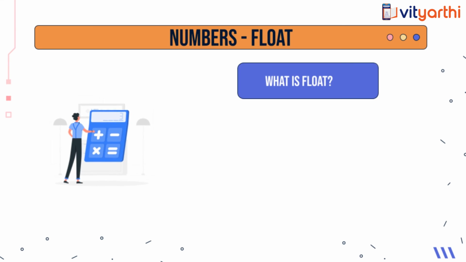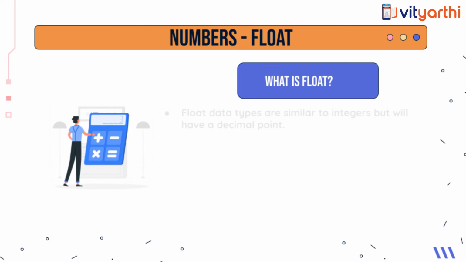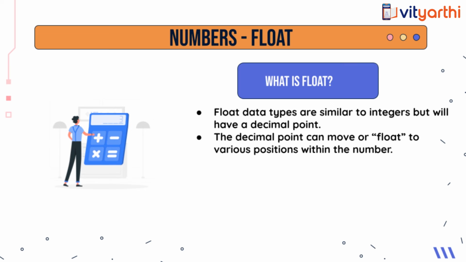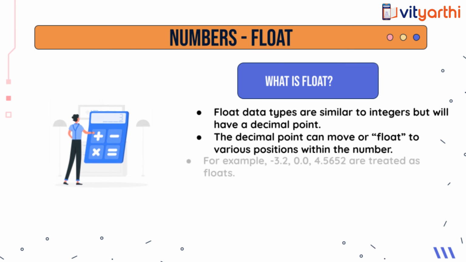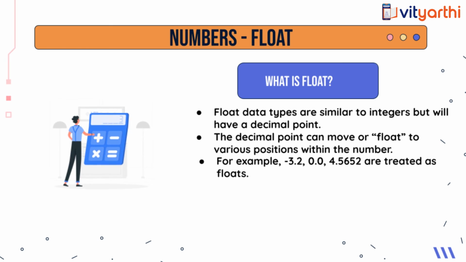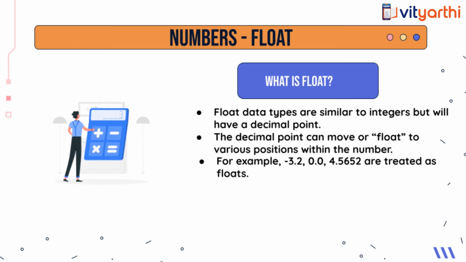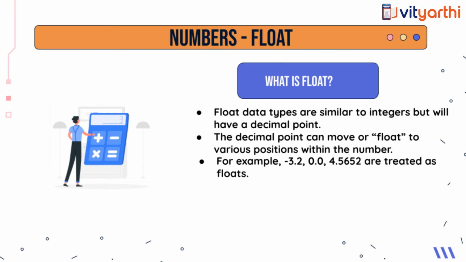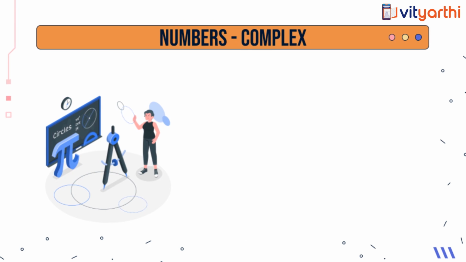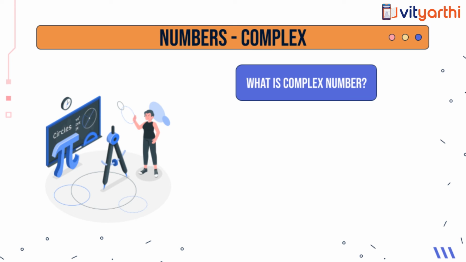Second is float. Now what is the float data type? Float data type is similar to integers except that float data types will have a decimal point. For example, -3.2, 0.0, 4.5652 are treated as float data types. Note that the decimal component can be 0 such as 0.0, or you tell your height in decimals such as 5.3 feet.